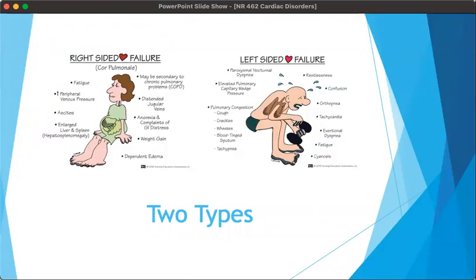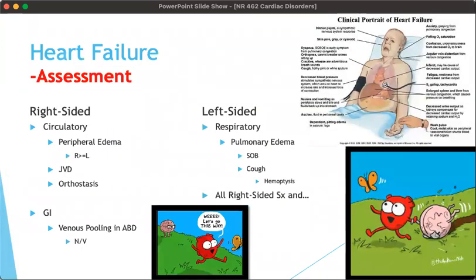In case you guys like the cartoons, here are our two cartoons for the symptoms, and to point out that we have right-sided heart failure and left-sided heart failure. The reason it's important to differentiate these two is that the symptom presentation of a patient who has left- versus right-sided heart failure is a very different type of problem. They're going to have very different symptoms associated with right-sided versus left-sided heart failure.